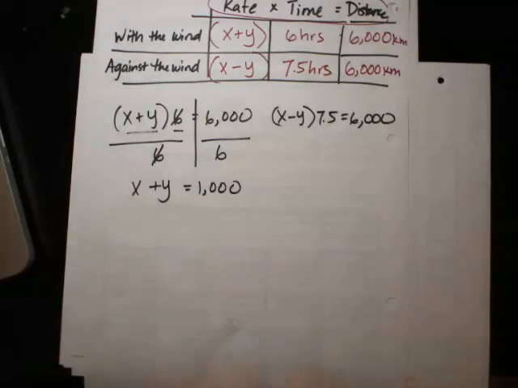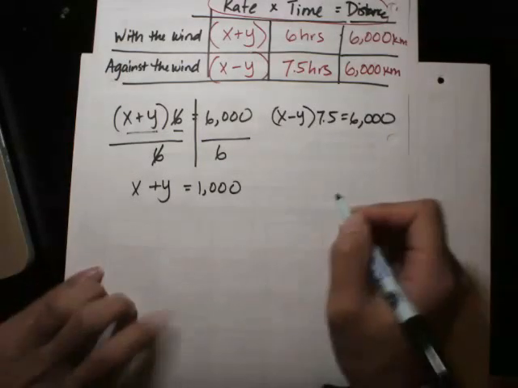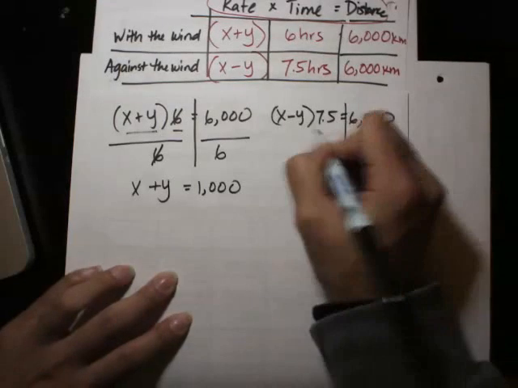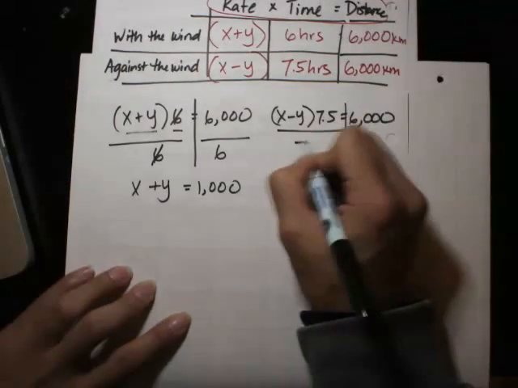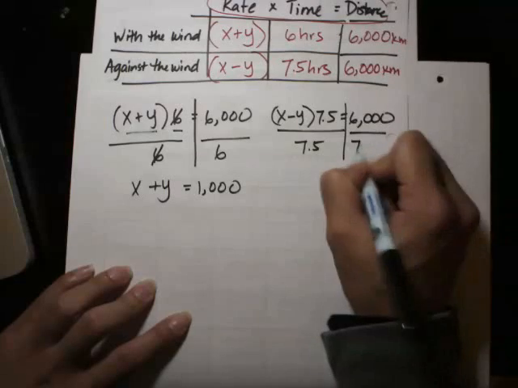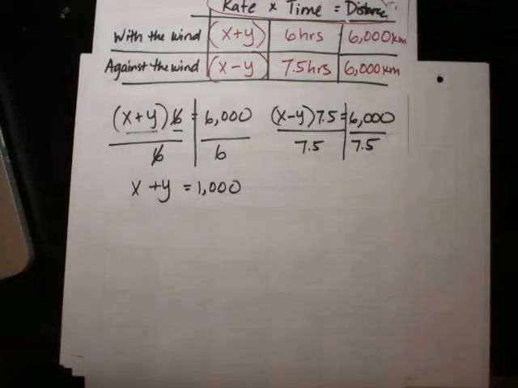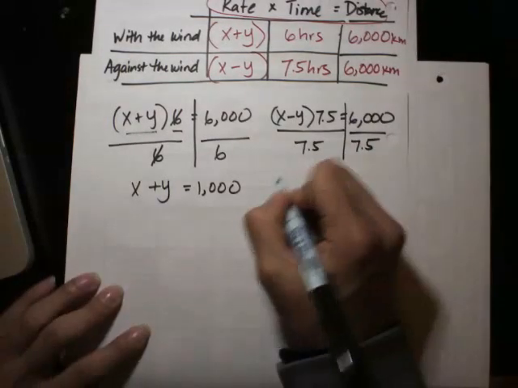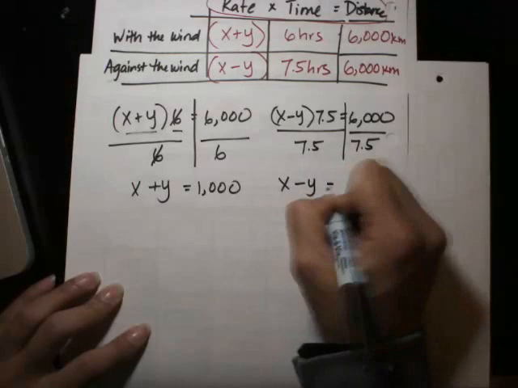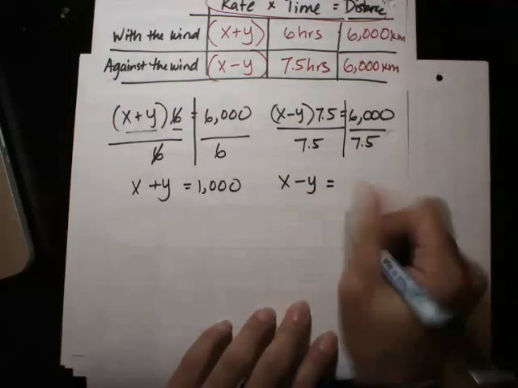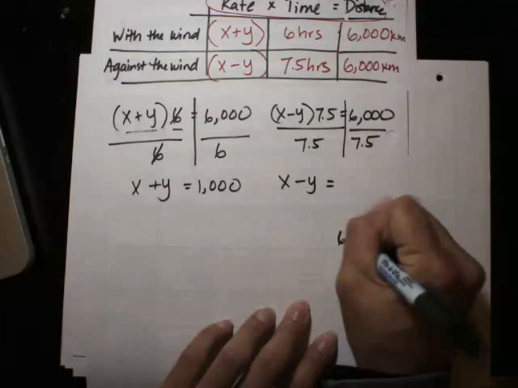So what we've done is we've simplified this equation. We can also do the same to the other side, dividing the entire left side by 7.5 and the entire right side by 7.5. What we will have left is x minus y equal to, and I'm going to have to write out this math and make sure I don't make any mistakes.